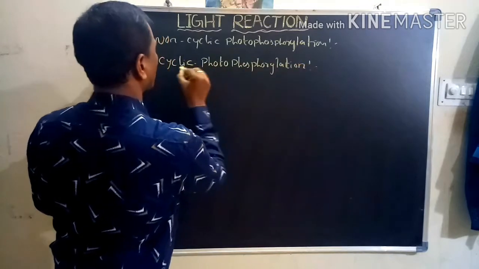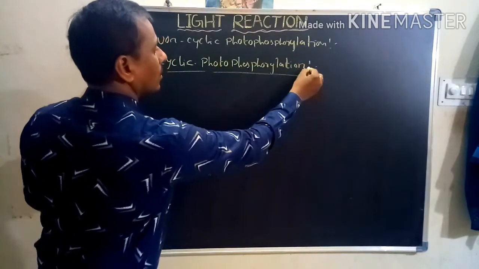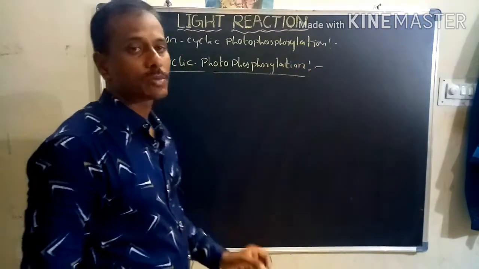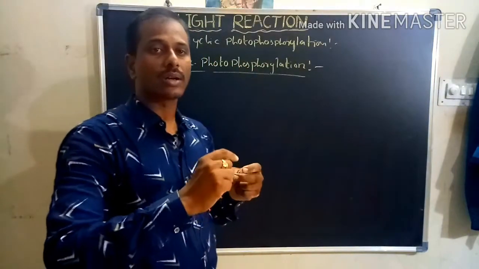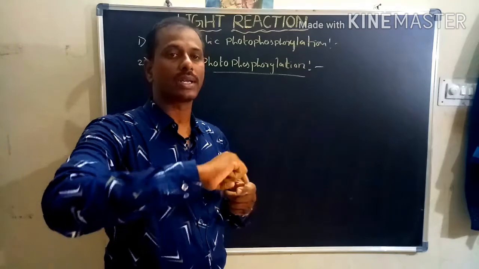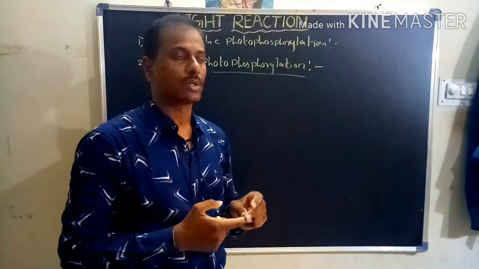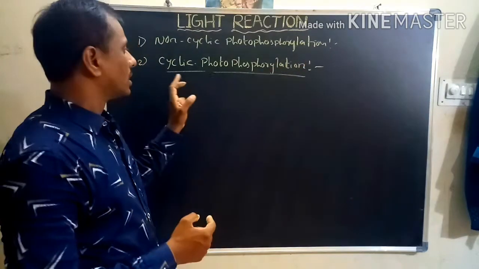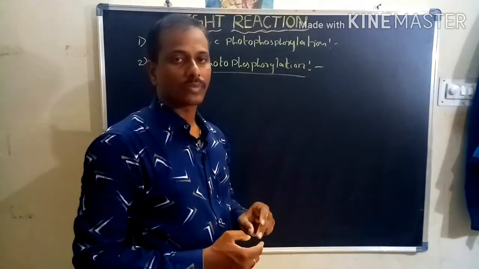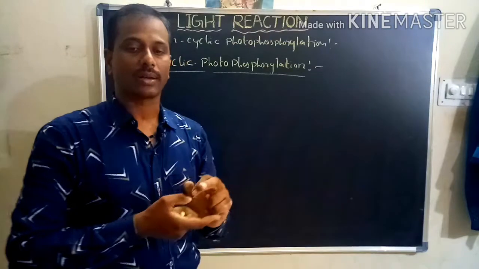Cyclic photophosphorylation. Why can we call it cyclic photophosphorylation? In non-cyclic, the electron released from photosystem 2 does not reach the same photosystem, so that is called non-cyclic. But cyclic means in a cycle manner.